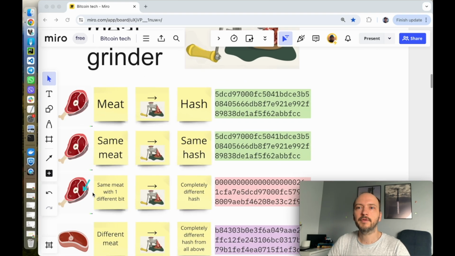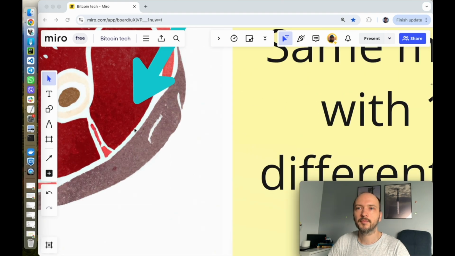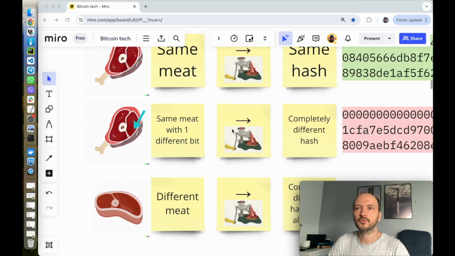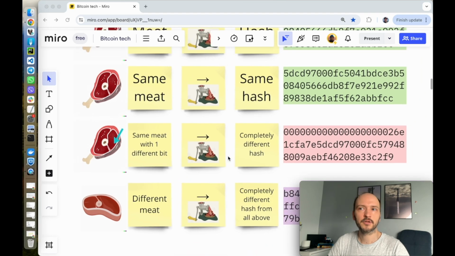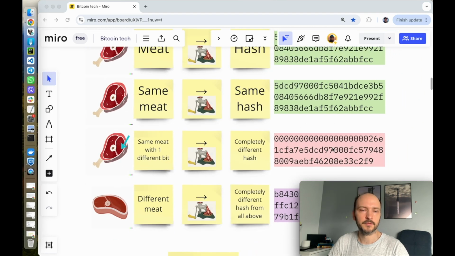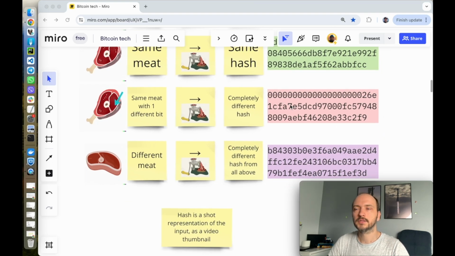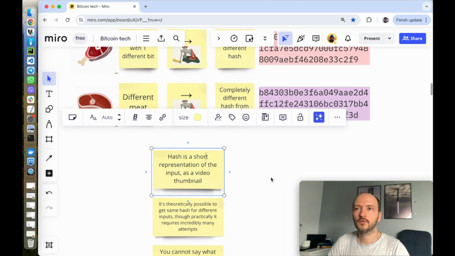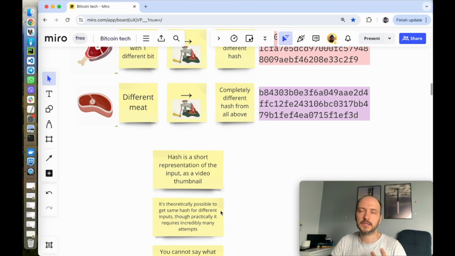But if you give a slightly different input, for example you change one pixel somewhere here, and you give it as an input to the hash algorithm, the result will be completely different. Not like one symbol different, it will be completely different. That's one of the properties of the hash algorithm. And if you give a different piece of meat, it produces still a different result. So hash is a short representation of the input. It's similar to a video thumbnail to some extent.